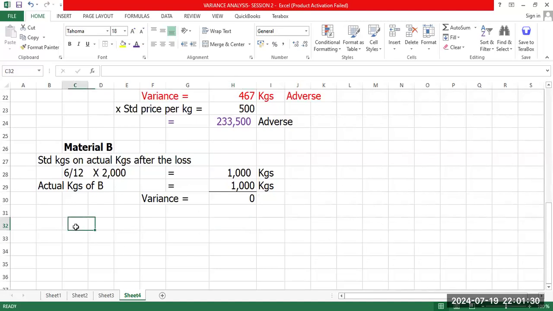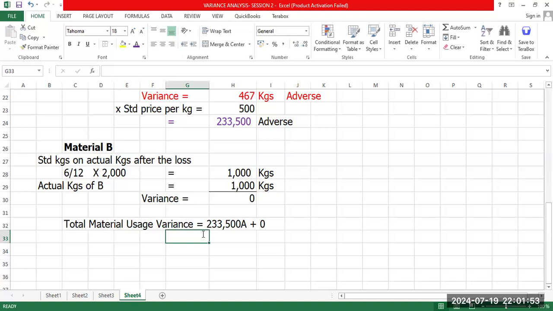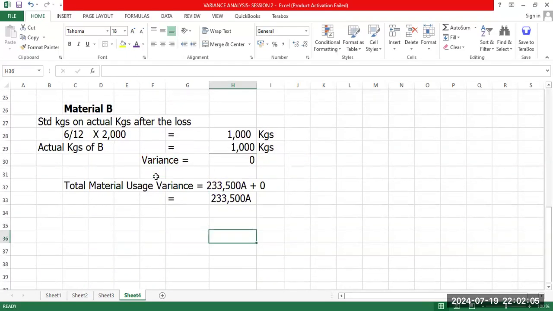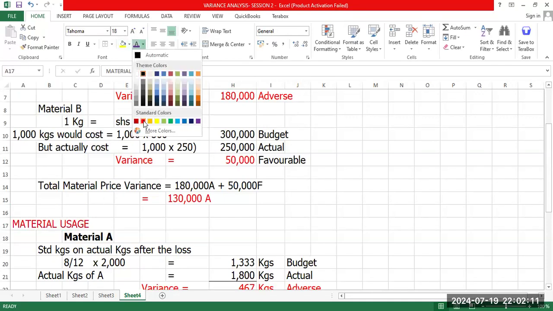So it means that total material usage variance is equal to 233,500 plus 0, which is equal to 233,500 adverse. And that will be your material usage variance. Any question about material usage variance?